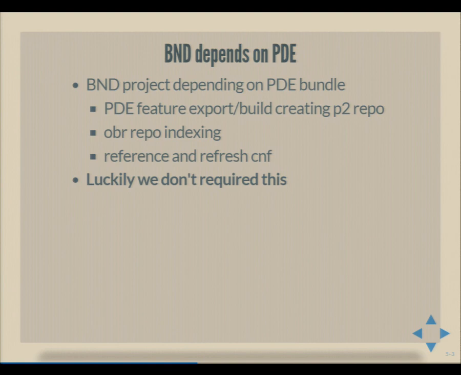So we tried this also. We created a small build script where the PDE tooling is doing a feature export and creating a P2 repository. This P2 repository can then be indexed by the BindEx tool from OSGi, and this BindEx can then be referenced in the configuration of the BND tools, and then you can add this to the build path for BND.